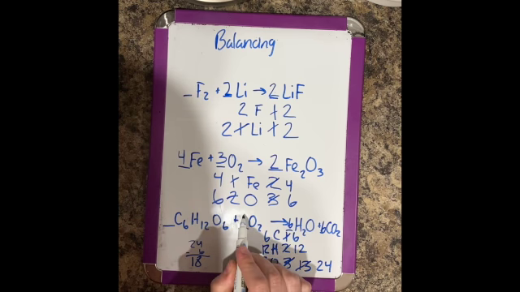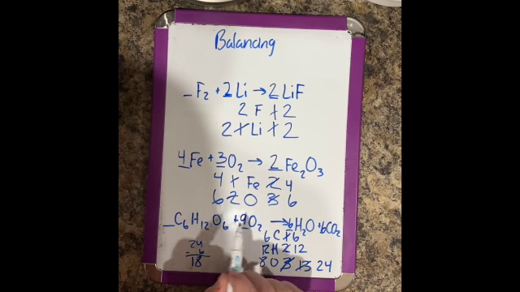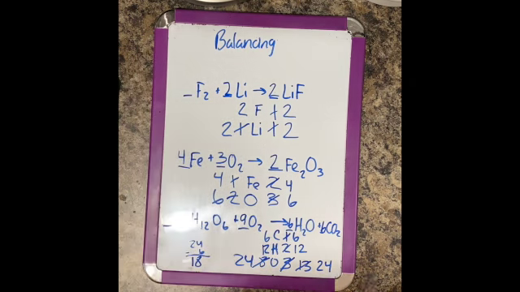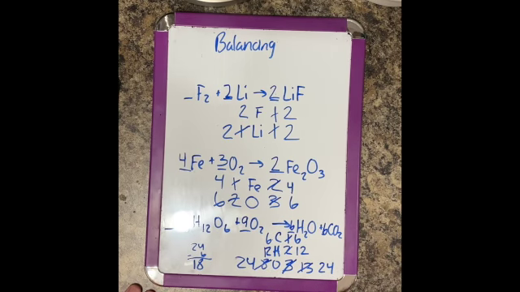18 divided by 2 is 9. So you would put 9 right there. 9 times 2 is 18, plus 6 is 24. So since we saved that for last, we were able to work that out much easier than if we try to figure that out first. Those tend to be the hardest reactions to balance, the combustion ones.